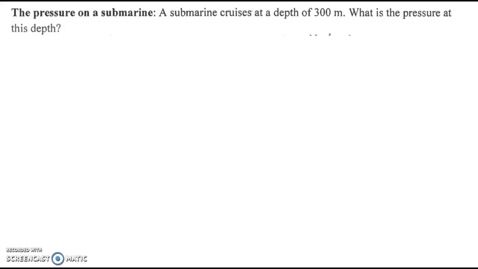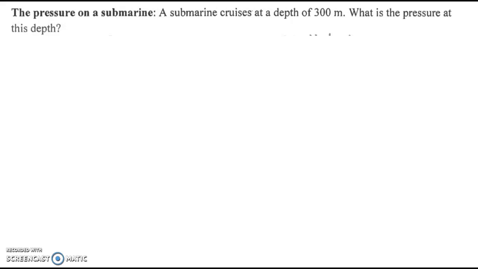All right, so let's look at this example here. So we want to determine the pressure on a submarine. Let's suppose a submarine cruises at a depth of 300 meters. What is the pressure at this depth? All right, so we're going to assume that our seawater is motionless. So we're going to use the hydrostatic pressure formula to solve this problem.